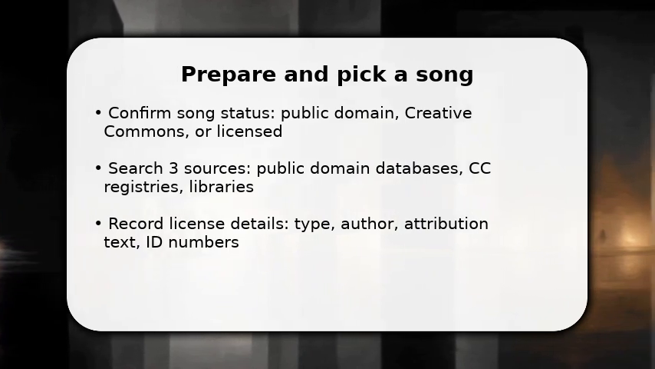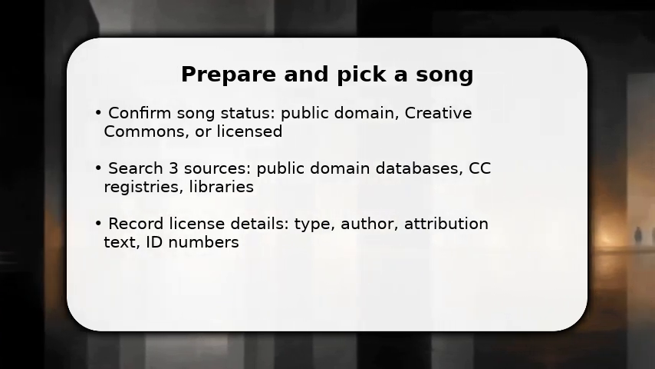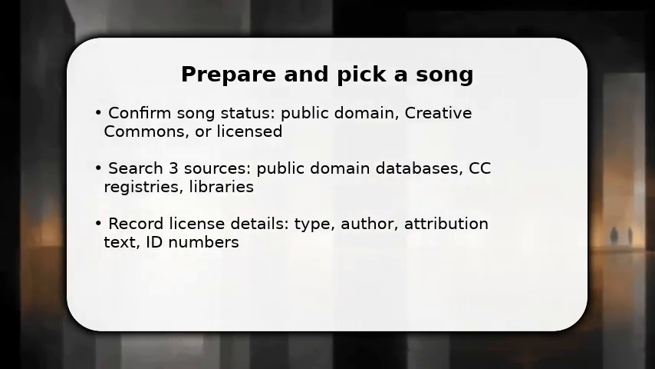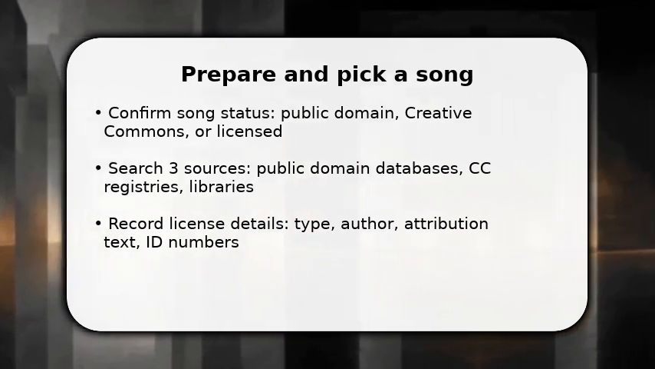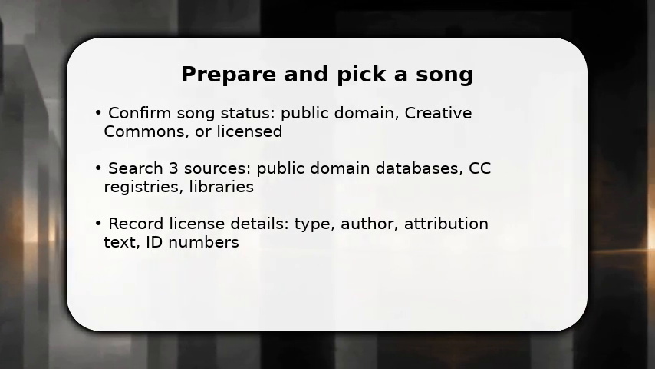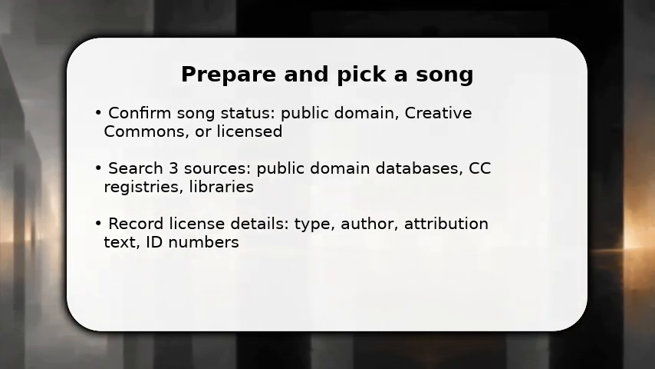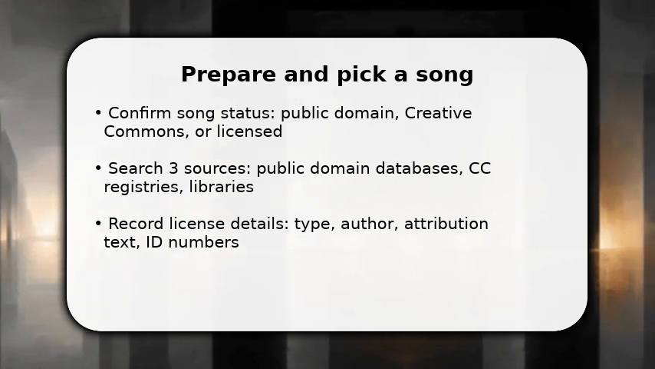Once done, download the track or save the stream reference and capture metadata. Title, author, year, license ID. Make sure to keep screenshots or a PDF copy of the license. That evidence matters if a claim appears. Now prepare a brief notes file to reference during editing.